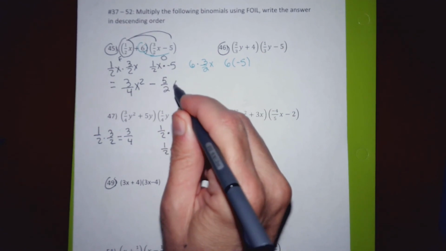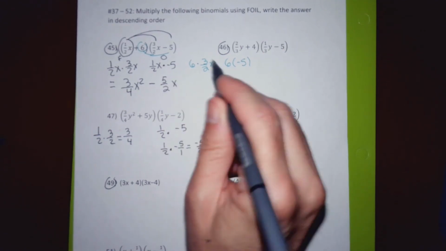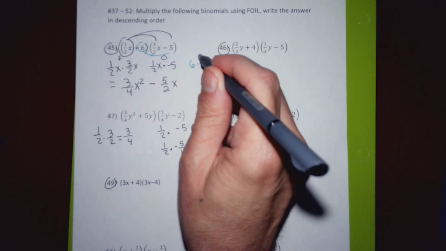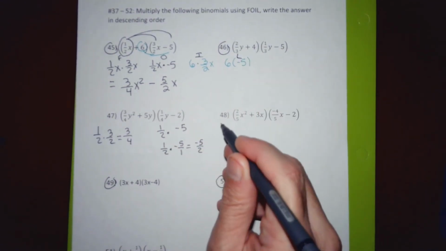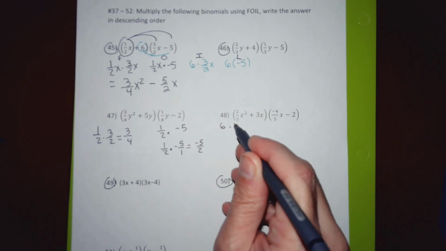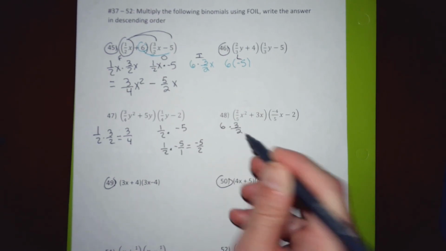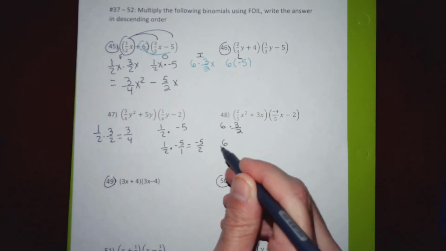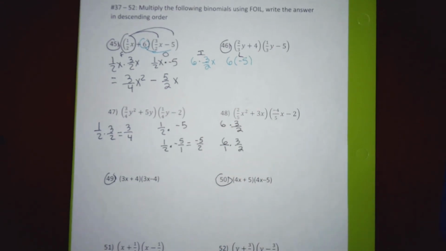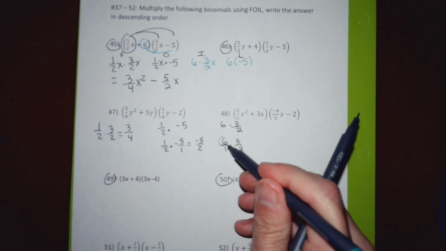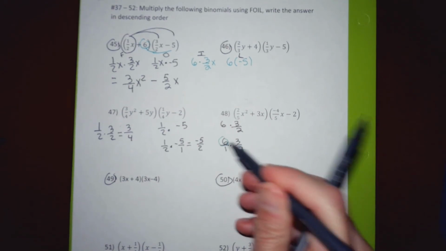And I'm going to leave the x. When I get into the world of the inners, this is the inner part, and this is the last part. For the inners, the coefficients are 6, and I need to multiply 6 times 3/2. I'm going to write this as 6 over 1 times 3 over 2. And I notice I can cross cancel the 6 in the left numerator by the 2 in the right denominator.